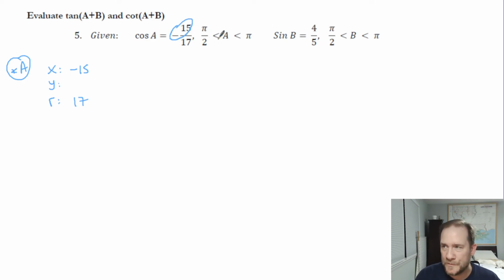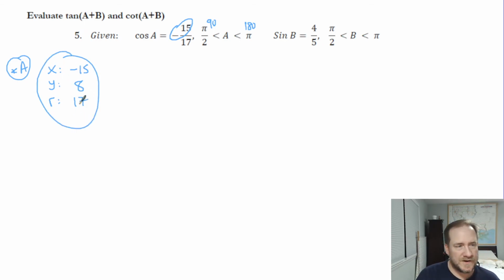And then lo and behold, angle A is in quadrant 2 again. So confirmation: x is definitely negative. We also know that y is positive. We also know that there's an 8, 15, 17 Pythagorean triple. So there you go, there's your x, y's, and r's. Without drawing a diagram, I could draw a diagram if you guys wanted me to, but maybe at this point we don't need it. Let's do B.